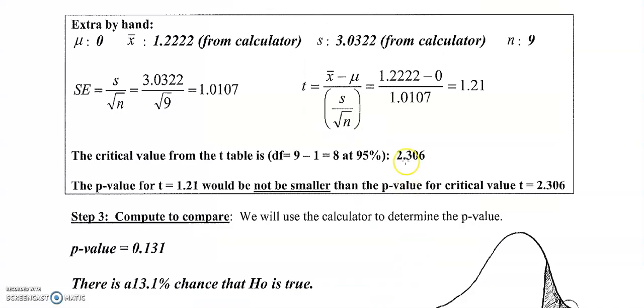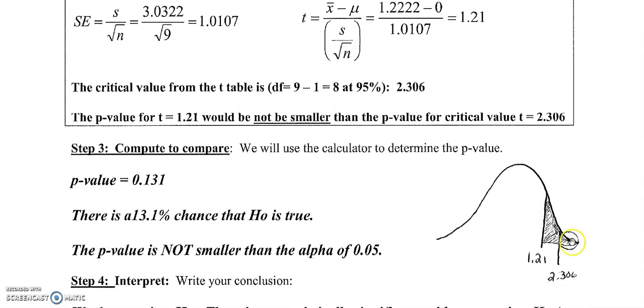So we use 2.306. So again, if we can imagine in our head, 1.21 would be 1.21 to the right because it's positive. 2.306 would be our critical value. The area to the right of 2.306 would be very small, smaller than the area of what we got of 1.21 to the right. This would be our p-value, the area to the right of 1.21, and then our alpha would be the area to the right of 2.306, so our p-value is not smaller than alpha.